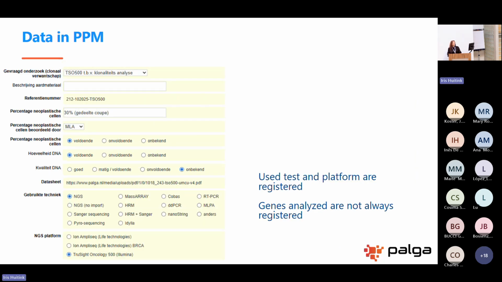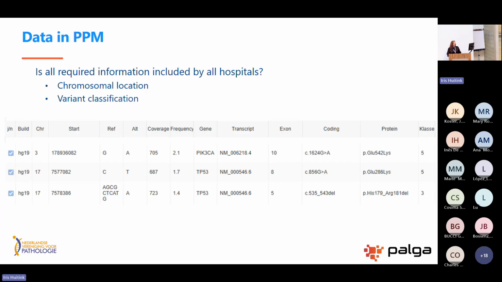Well, we do collect which test was performed, also which platform was used to do the test on, but we don't always record what genes were analyzed. You can imagine it's quite important to know, of course, in which genes you found a mutation, but it's also important to know which genes were tested but were negative. So that's information that's not currently in there and needs to be there. So that's something we need to fix.